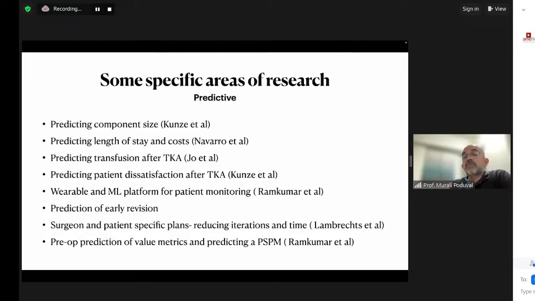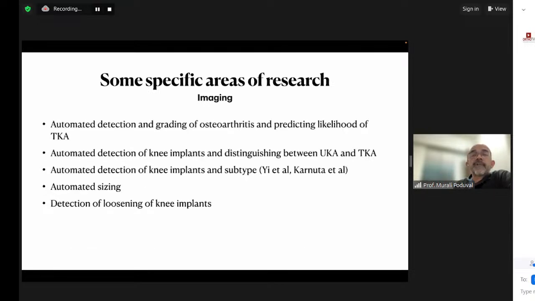as well as the last one here, which I've written, is preoperative prediction of value metrics, which is the HEOR, that is Health Economics and Outcomes Research, right down to a patient-specific payment model, or PSPM. Again, groundbreaking research published in Journal of Arthroplasty by Ramkumar et al. from Cleveland Clinic. On the imaging side, we have automated detection and grading of osteoarthritis, which even we have worked upon. Automatic detection of knee implants and distinguishing between UKA and TKA, published papers on that.